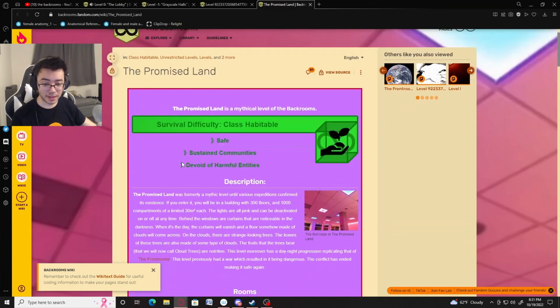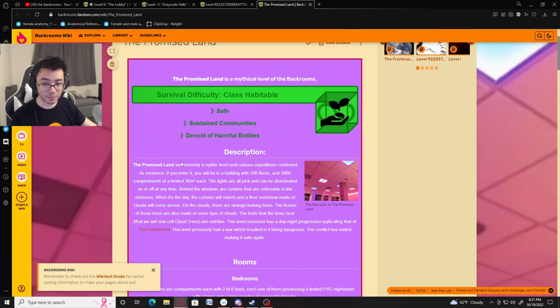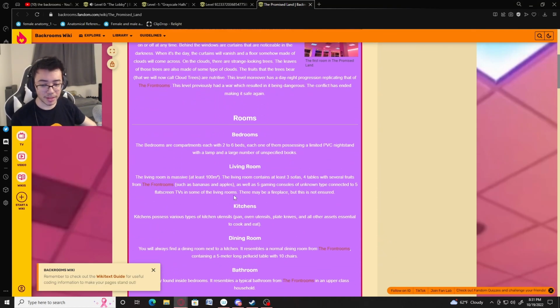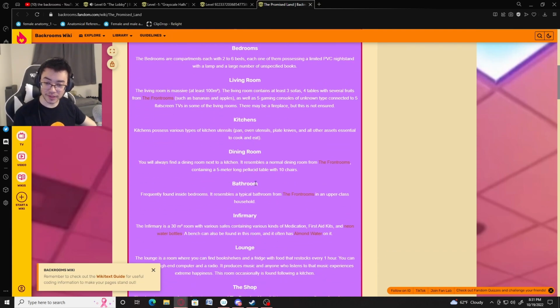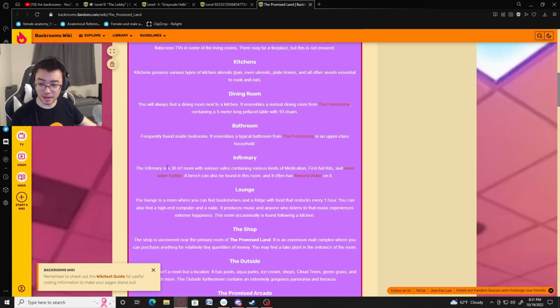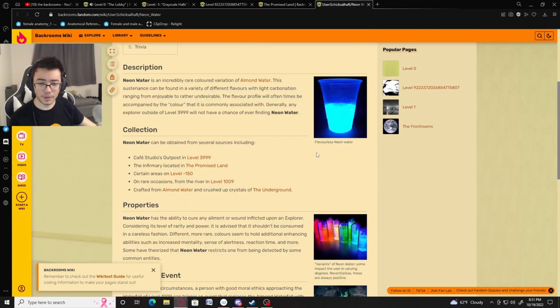If you were to live here and get inside, maybe the Promised Lands or maybe someplace where you have infinite food. I mean, sure, infinite food is not amazing, but it's food, right? Food and drink. Eat yourself to death if you can't escape. Infirmary. Okay, room very safe, containing various kinds of medications, first aids, and neon water bottles. Neon water bottles? What? Flavorless neon water.